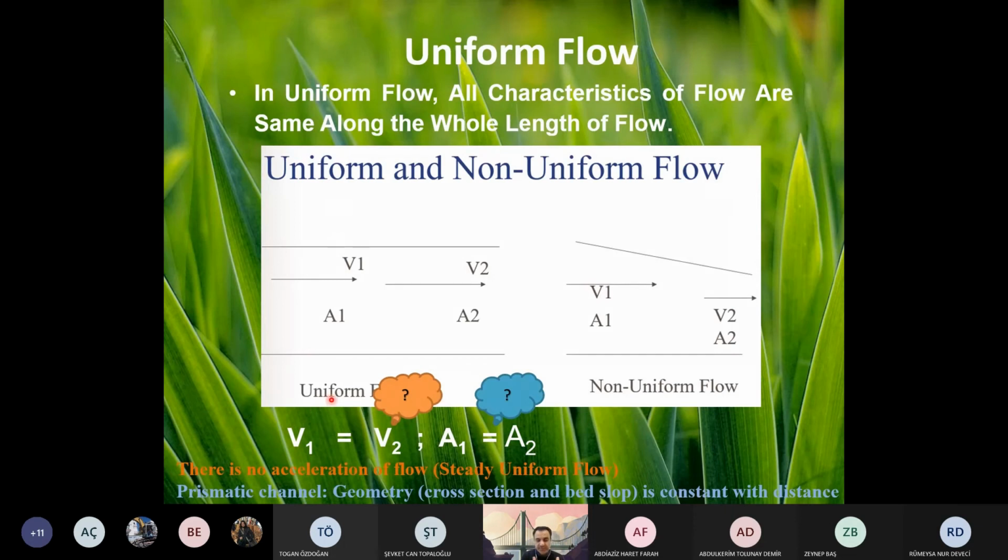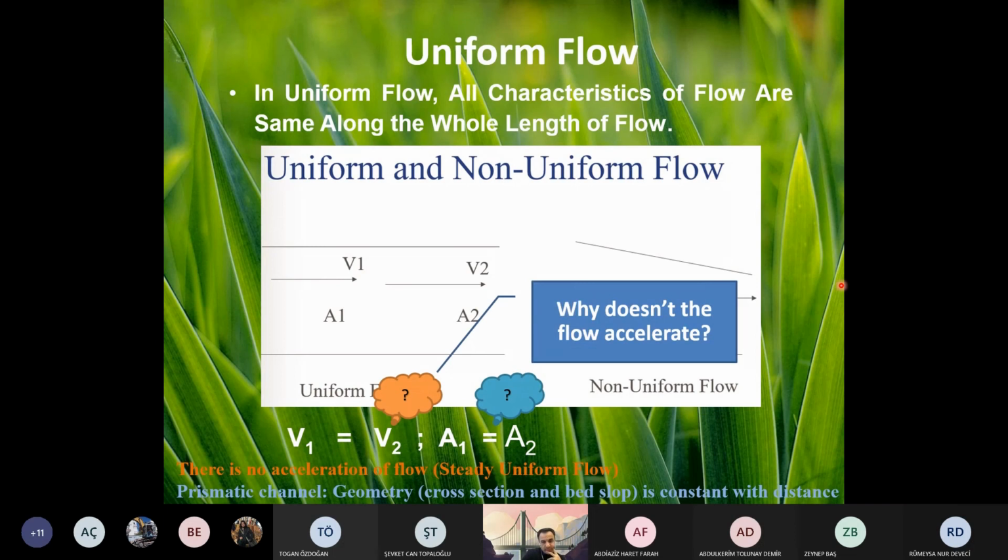If the channel is not prismatic, if there is a change in the shape of the cross section, there is definitely non-uniform flow. And the same comes from the definition of V1 equals V2. It's the definition, but the prismatic channel is the condition. Without a prismatic channel, we cannot have uniform flow.